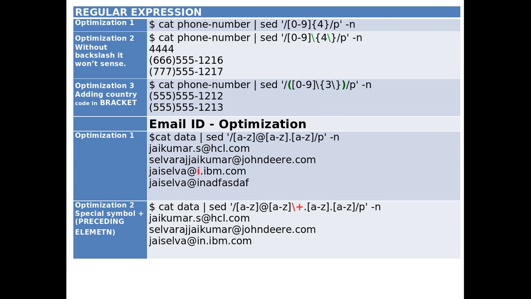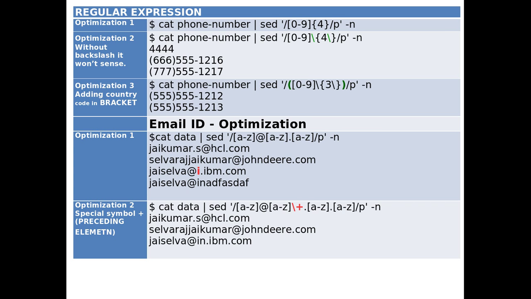Next slide. I have given an example to filter phone numbers and email IDs. In optimization 1, I directly used the phone number pattern to list out, but I didn't use the backslash. So for optimization 2, I have used the backslash. In optimization 3, I have added the open parenthesis, because some phone numbers with a country code come with the open parenthesis.